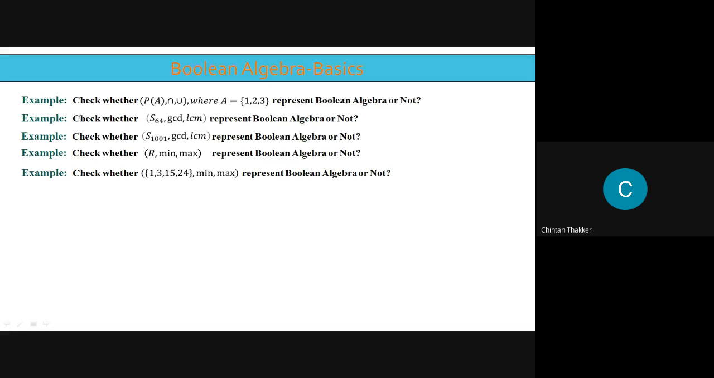For Sn, you have to check the prime factorization of n. n का प्राइम फैक्टराइजेशन करो. अगर प्राइम नंबर रिपीट नहीं हो रहा है, then it is a Boolean algebra. अगर प्राइम नंबर रिपीट हो रहा है तो बुलियन एल्जिब्रा नहीं होगा. जैसे S30 है तो उसका प्राइम फैक्टराइजेशन 30 का प्राइम फैक्टराइजेशन है 2 इंटू 3 इंटू 5.